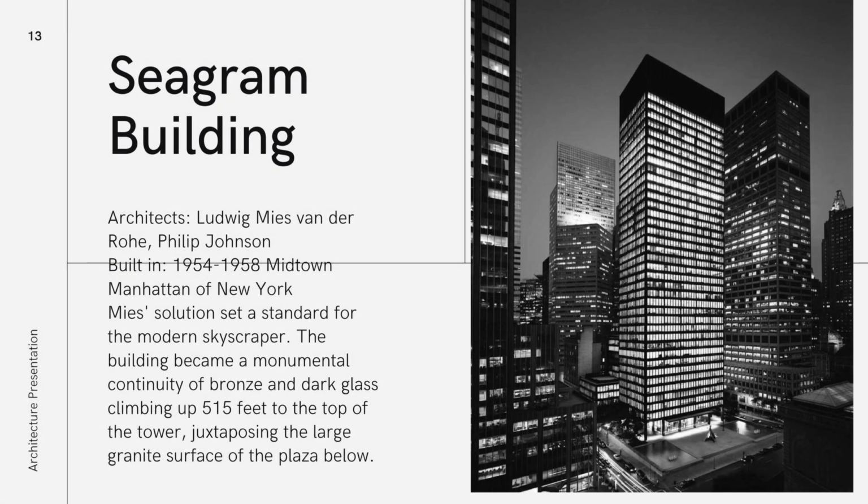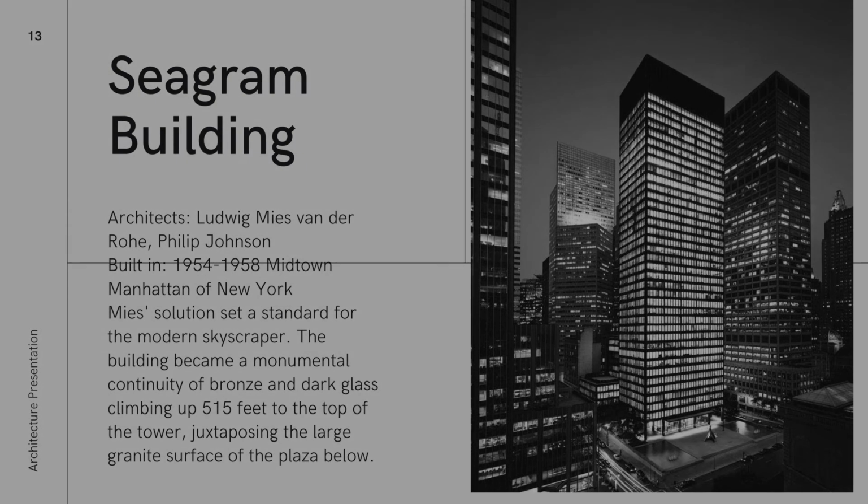The next example is the Seagram Building, built by architects Ludwig Mies van der Rohe and Philip Johnson from 1954 to 1958 in Midtown Manhattan, New York. Mies's solution set the standard for the modern skyscraper. The building became a monumental continuity of bronze and dark glass, climbing up to 515 feet to the top of the tower, juxtaposing the large granite surface of the plaza below.